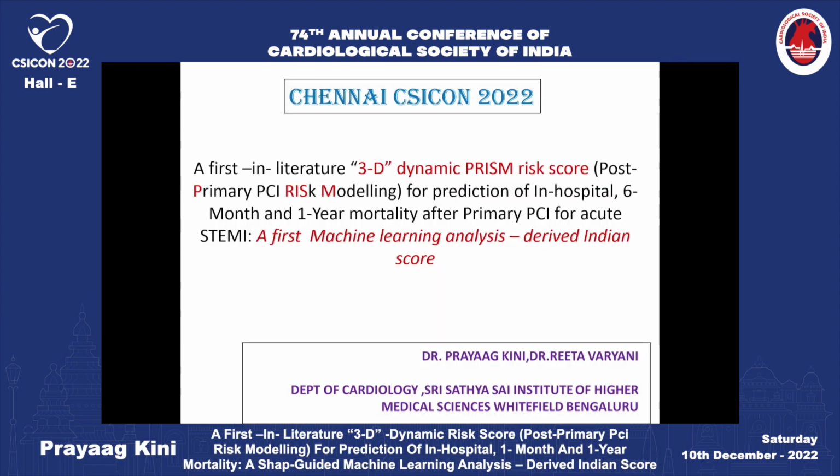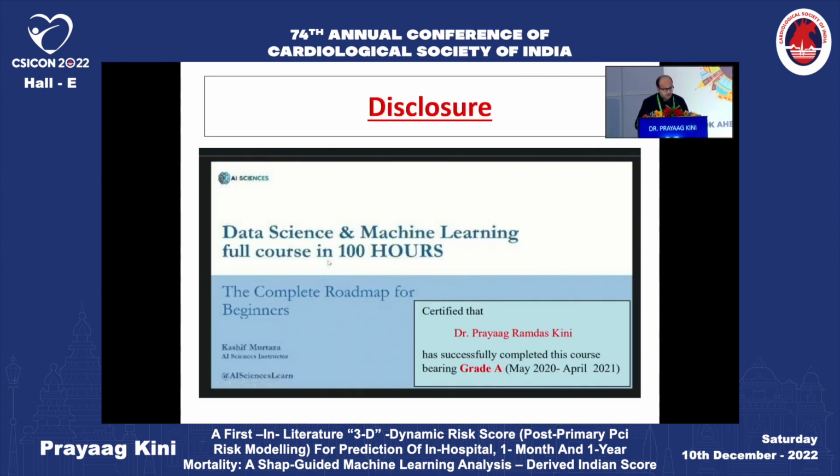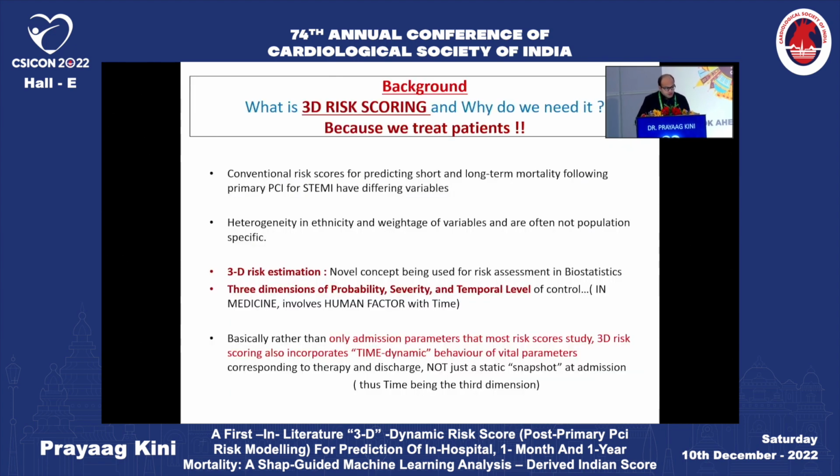So this is actually a first in literature score. This is called a PRISM analysis. PRISM stands for Post-Primary PCI Risk Modeling, with P for primary, RIS for risk, and M for modeling. Essentially, it's a new concept using machine learning. So we have started using 3D risk scoring.